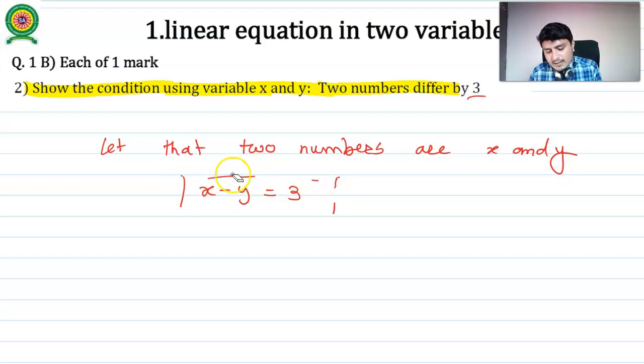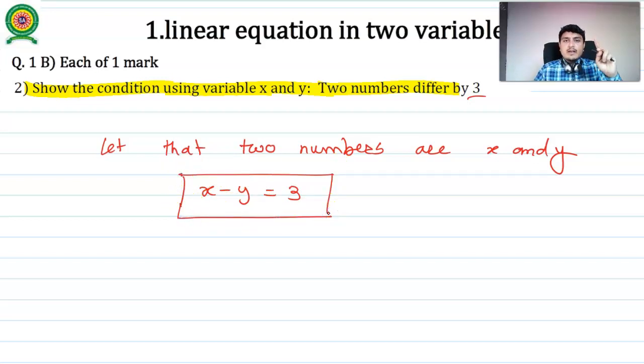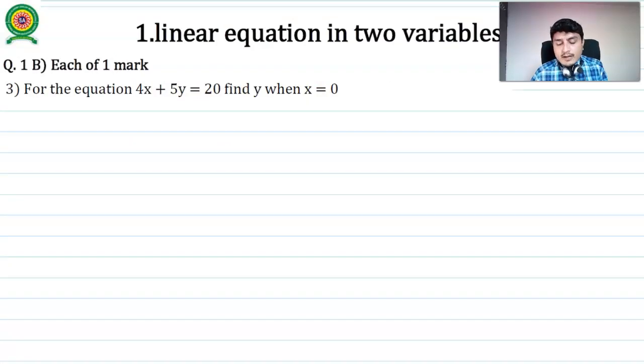That means here we are getting a linear equation in two variables, because the given equation contains two variables x and y, and both variables have their highest degree as 1 and 1. Not given means 1 and 1. So it is a linear equation in two variables. So our answer is x minus y equals 3. Look at the third question we are having. It is of the form: for the equation 4x plus 5y equals 20, find y when x is 0.